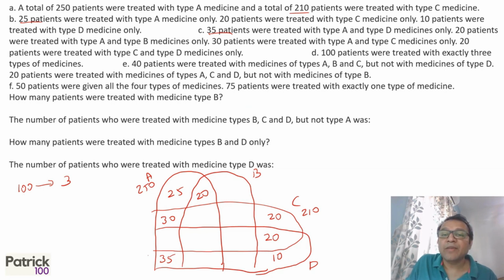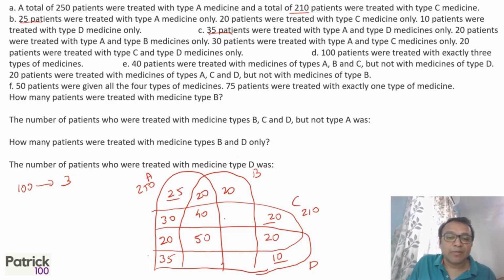40 patients were treated with medicines of type A, B, and C, but not with medicine D. So you say 40 patients with A, B, and C, but not D. 20 patients were treated with type A, C, and D, but not with medicine B. So you have 20 out here. 50 patients were given all four types of medicine. And 75 patients were treated with exactly one type of medicine. So if you look at 75 with exactly one, you have 25, 20, and 10. So we are talking of 75 minus these three values, which will give you 20.